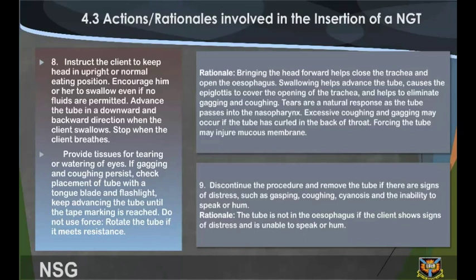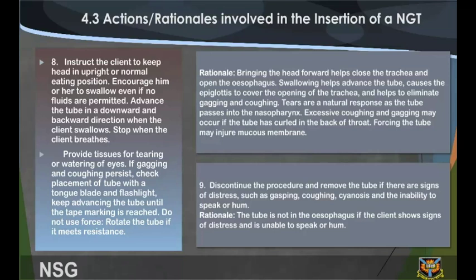8. Instruct the client to keep head in upright or normal eating position. Encourage him or her to swallow even if no fluids are permitted. Advance the tube in a downward and backward direction when the client swallows. Stop when the client breathes. Provide tissues for tearing or watering of eyes. If gagging and coughing persist, check placement of tube with a tongue blade and flashlight. Keep advancing the tube until the tape marking is reached. Do not use force. Rotate the tube if it meets resistance.